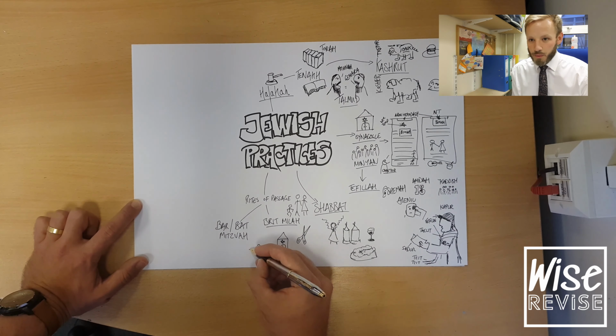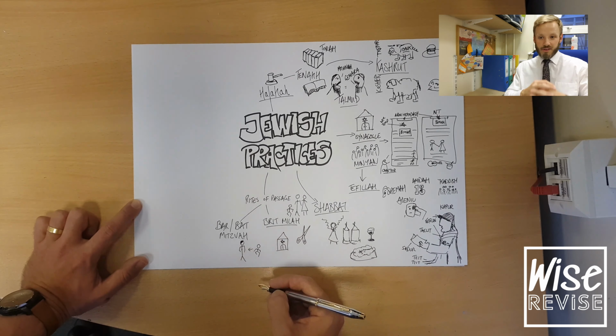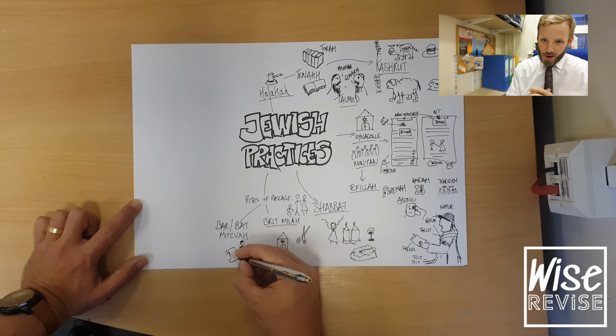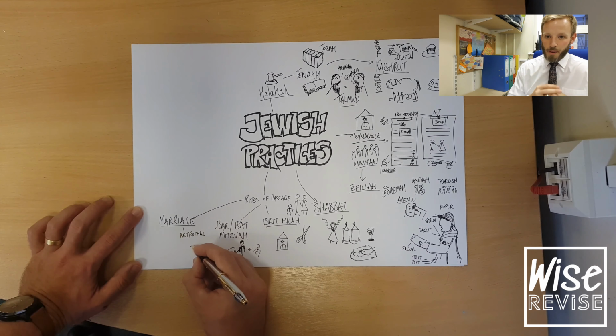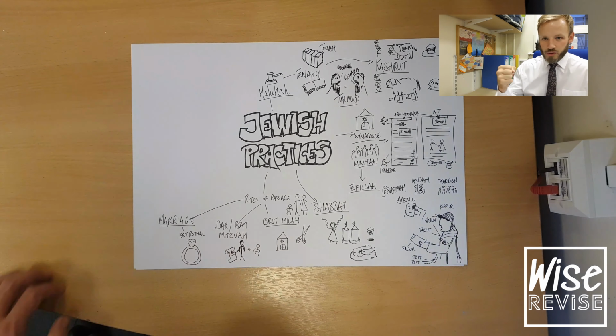Brit Milah, of course, where we have circumcision and the naming ceremony in the synagogue. The bar and the bat mitzvah, where the Jewish child becomes an adult. And you can see that the child becoming an adult is wearing the kippah now and holding the Jewish law.